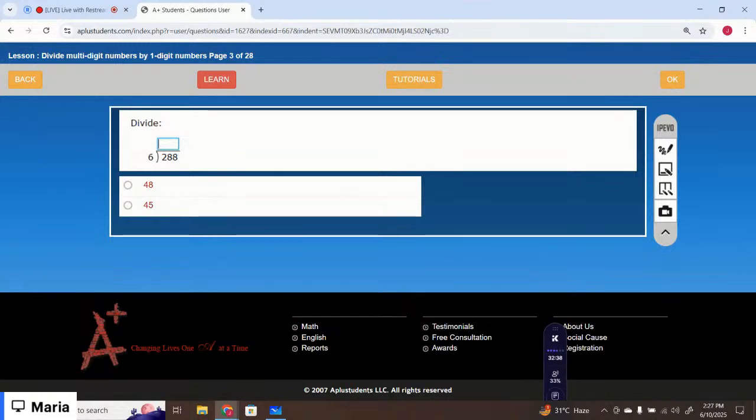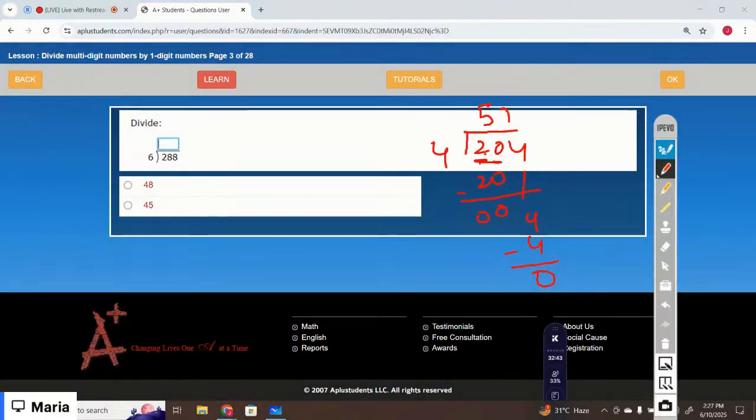288 divided by 6. So we need to start with the first one. 2 is smaller than 6, so we need to make it greater than 6. That is 28. Now count the table of 6 and then 28. So 6 times 4 is 24.